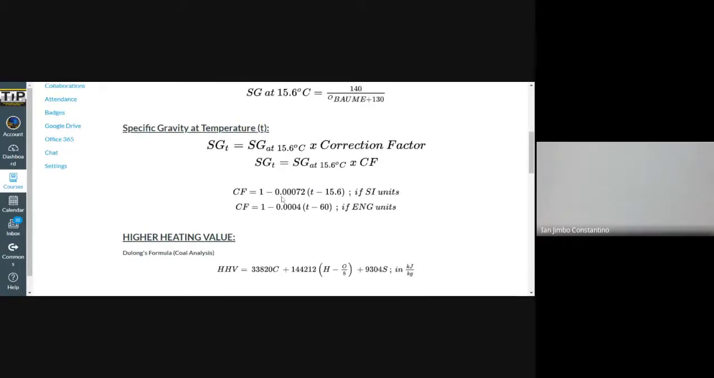The correction factor is given by the formula 1 minus 0.0072 multiplied by the difference between the given temperature minus the standard temperature. And that is for SI units, which is 15.6. And then for English units, the formula will be 1 minus 0.004 multiplied by the difference between the given temperature and the standard temperature.